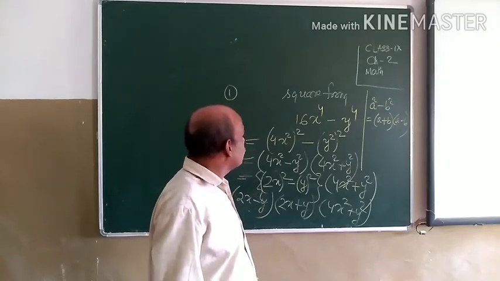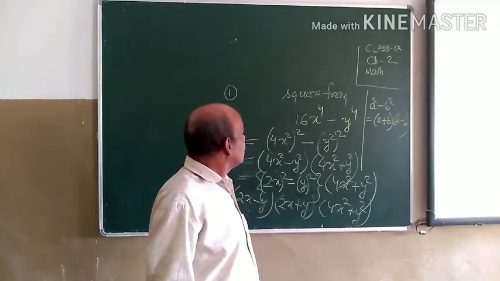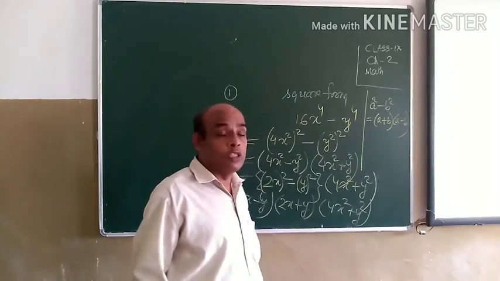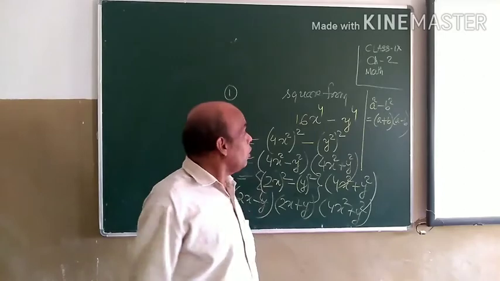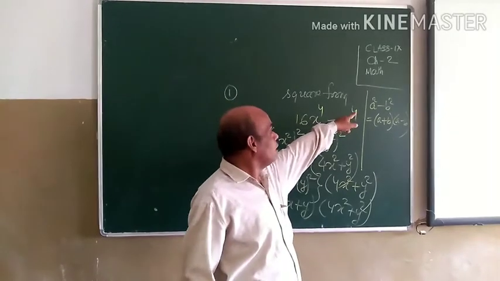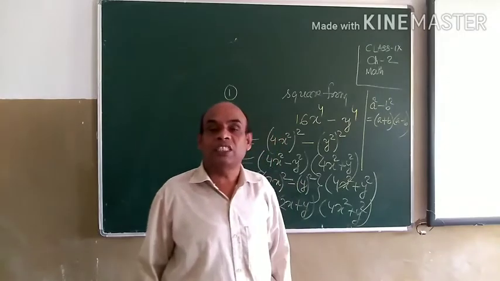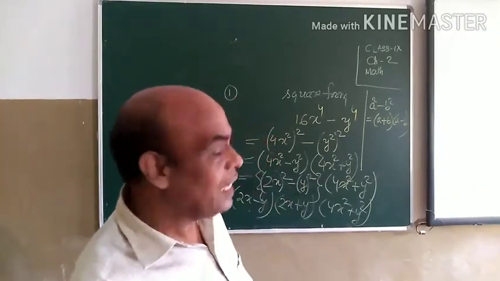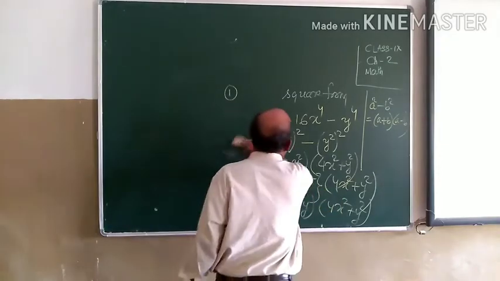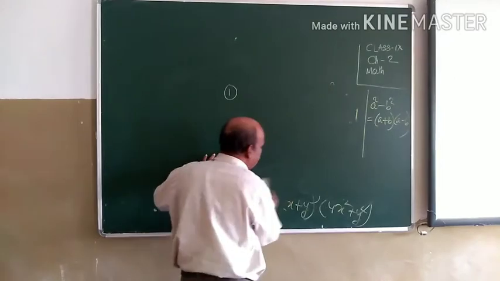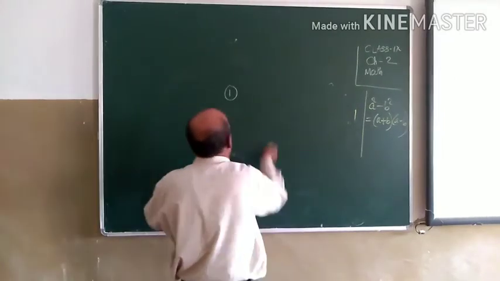So this is the solution for the question 16x to the power 4 minus y to the power 4. If the question is in the form of a square minus b square, only this method is applicable. So now see another question which is in the form that is called splitting of the middle term.